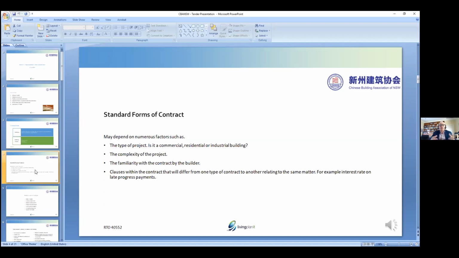Okay, so again, the clauses within the contract need to be carefully examined, because if we remember, signing a contract means we are committing to do what we say, what we put our signature to. So we must understand exactly what we're doing.